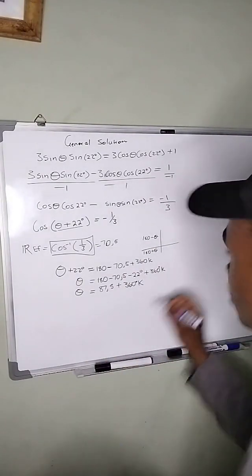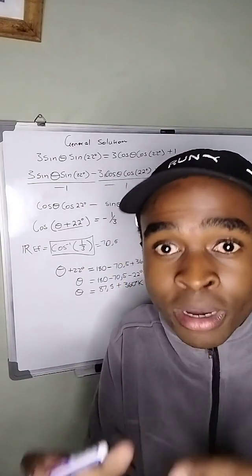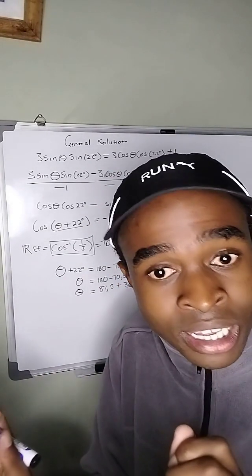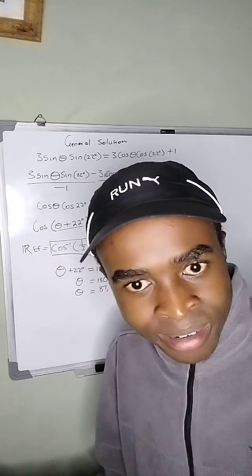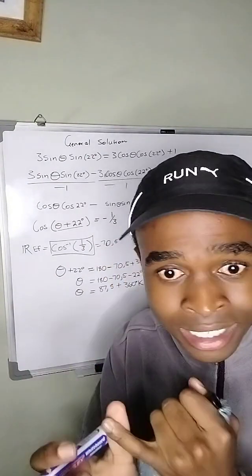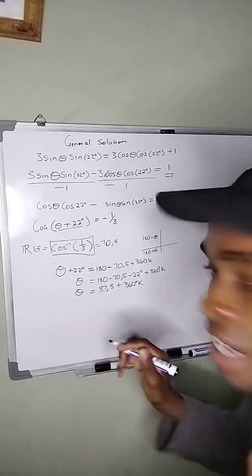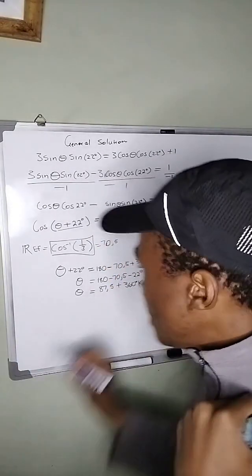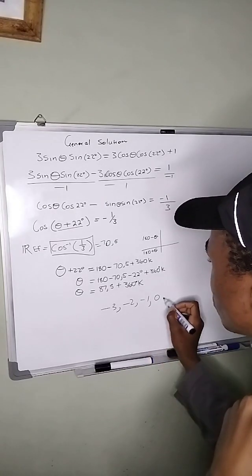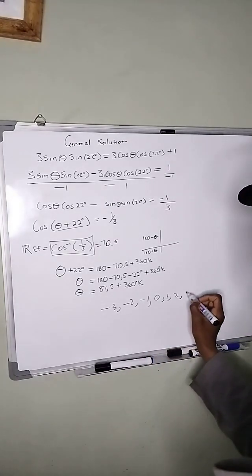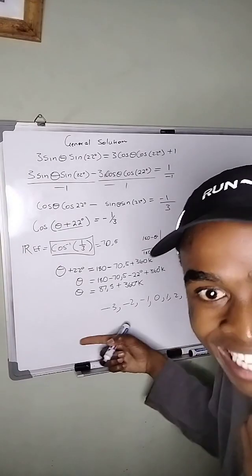If we are talking about whole numbers, not fractions, not irrational numbers, as long as a number is a whole number, like -3, -2, -1, 0, 1, 2, 3, these are integers. Ne, guys? These are integers.